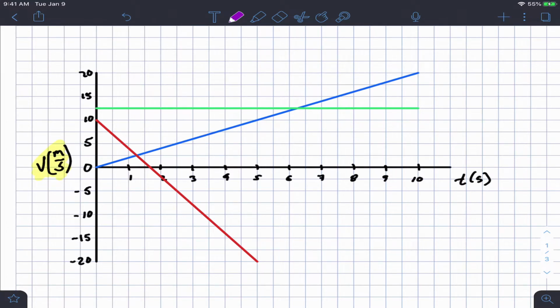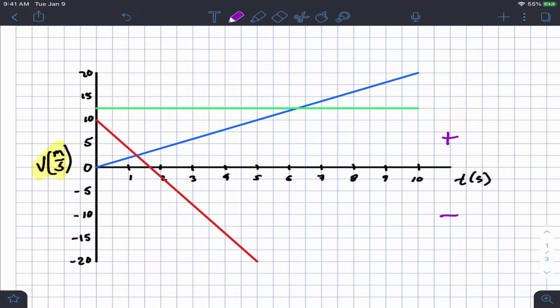And remember, velocity is speed and direction. So the direction is indicated by the sign of the velocity. So anything above the axis is going in a positive direction. Anything below the axis is going in a negative direction. So the objects that are signified by the blue and the green lines on this graph are both moving in a positive direction. The object signified by the red line is starting in a positive direction, but moving in the negative direction by the end of the 5 seconds of the motion that's graphed.